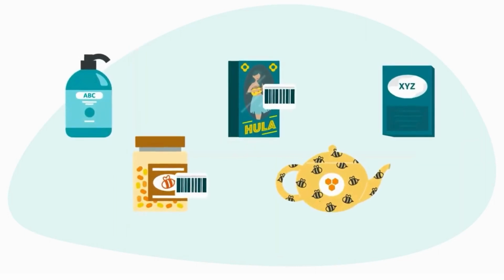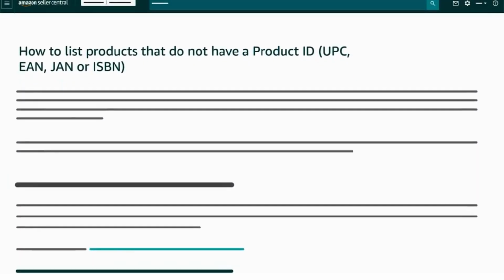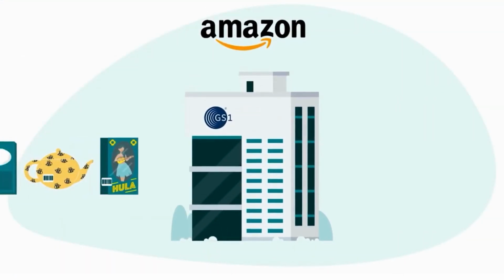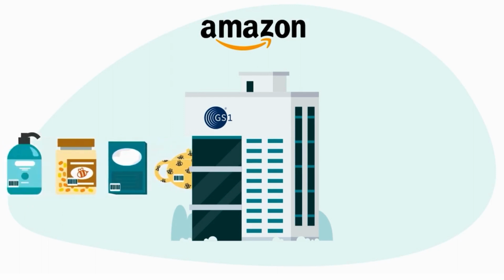Products from certain brands are required to have a product ID to be listed in the Amazon store. Additionally, some brands aren't eligible for exemptions. Visit the How to List Products That Do Not Have a Product ID help page for a full list of ineligible brands. Amazon verifies product IDs using the GS1 database.